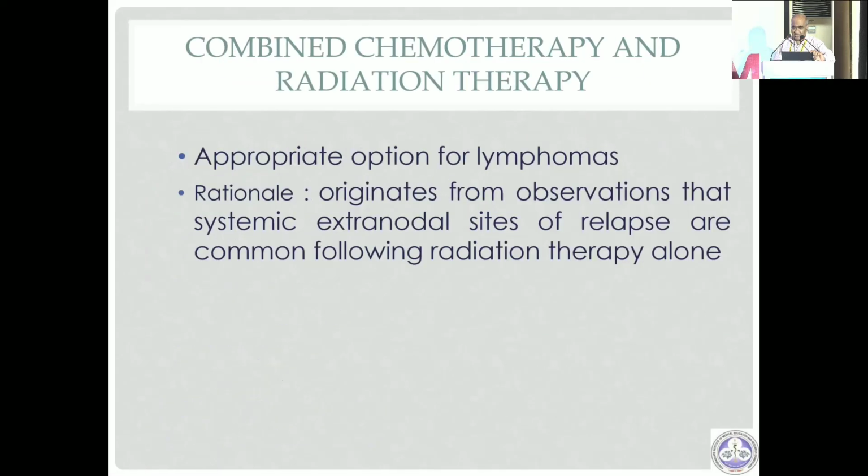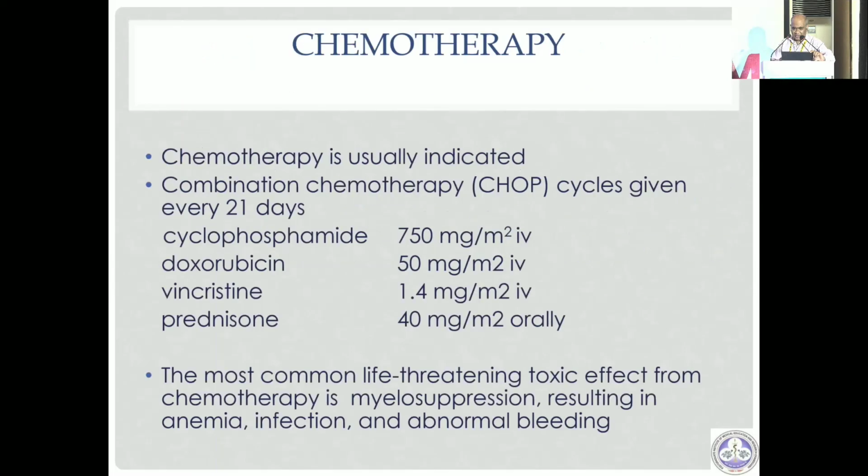A combination of chemotherapy and radiotherapy is the appropriate and most commonly followed regime. For chemotherapy, a commonly followed regime is the CHOP cycle, which is given in the form of cyclophosphamide, doxorubicin, vincristine, and prednisolone.